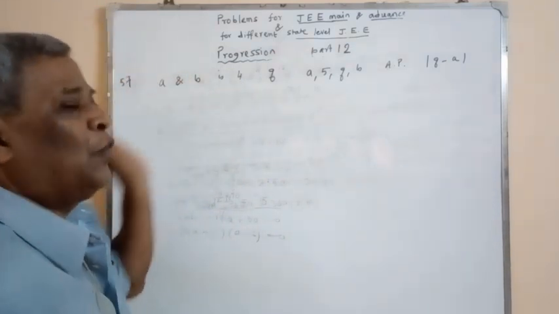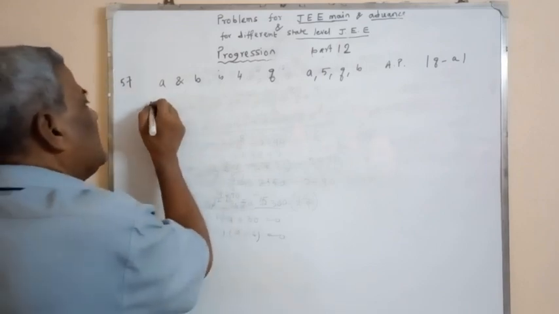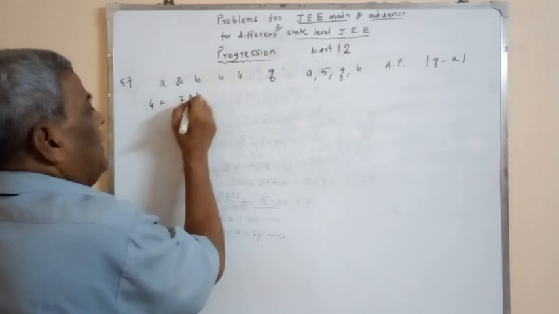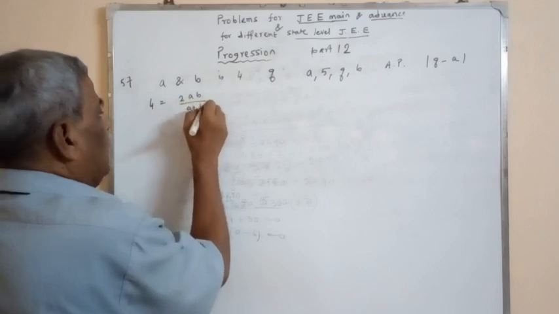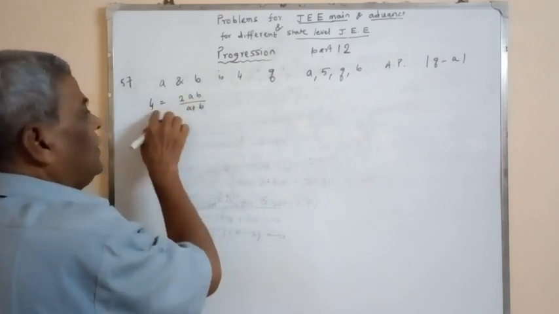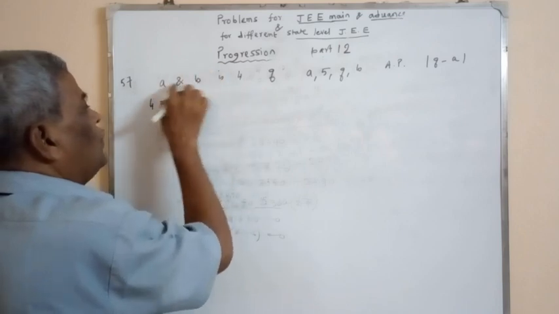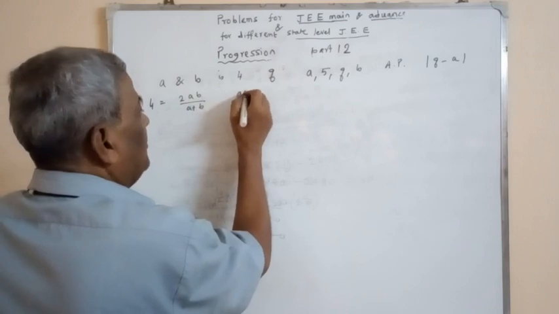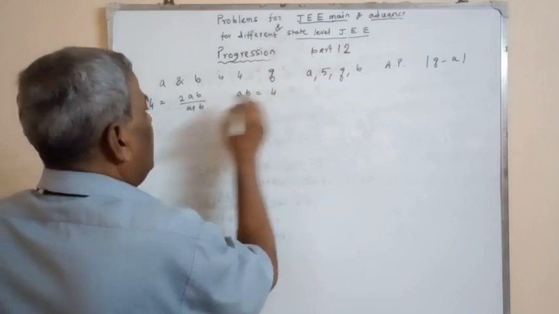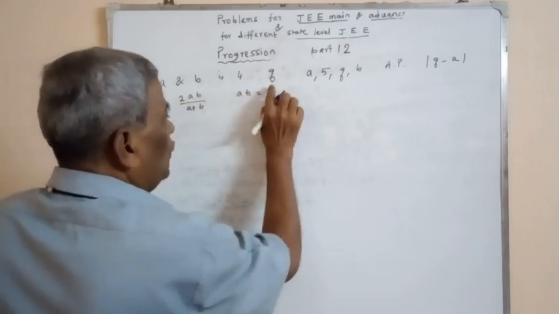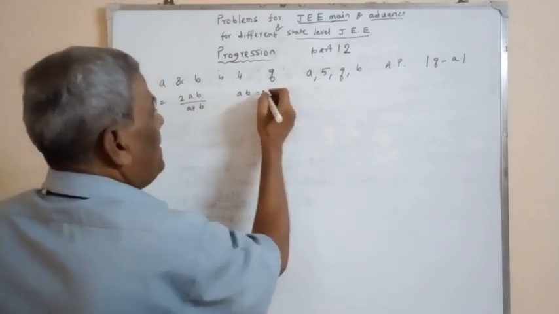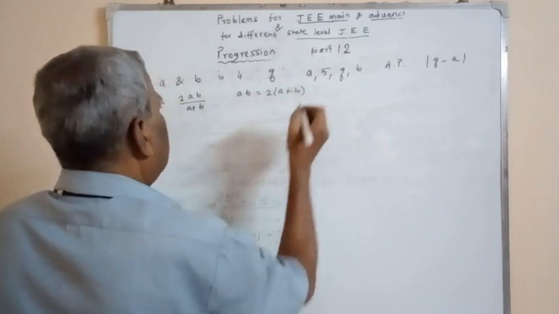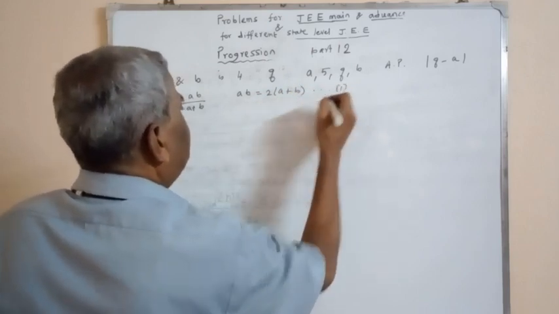Between a and b, 4 is the harmonic mean, so we must have 4 is equal to 2ab by a plus b. This is the harmonic mean, equal to 2ab by a plus b. From there we get ab is equal to 2 into a plus b. Suppose this is 1.